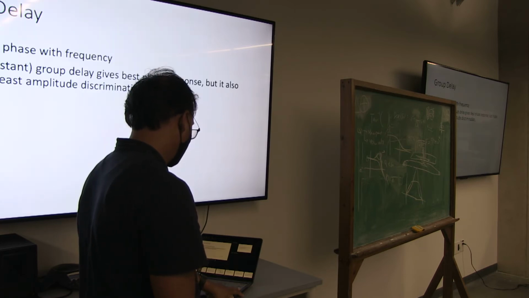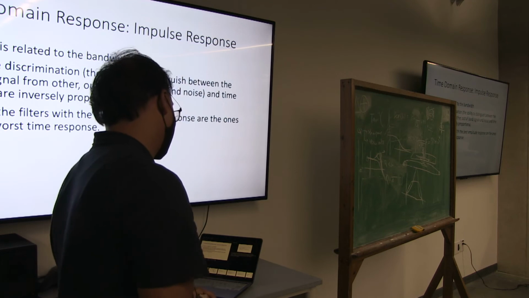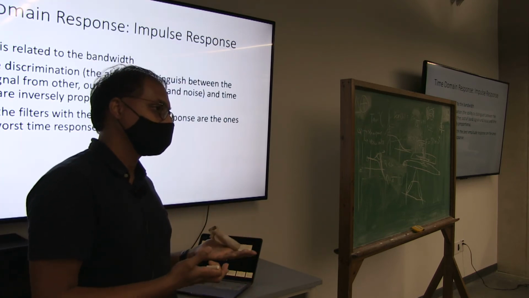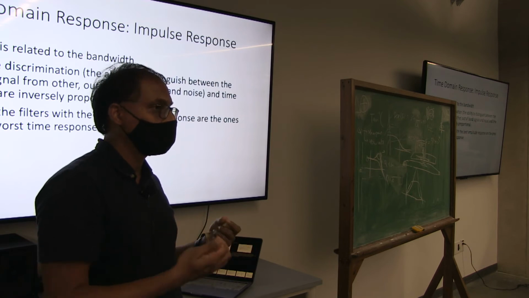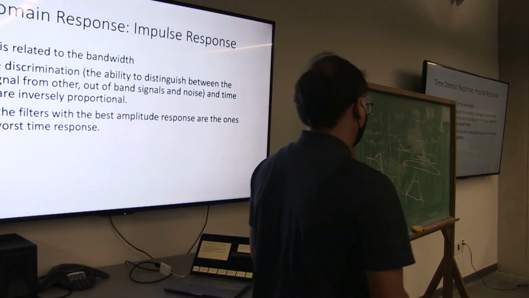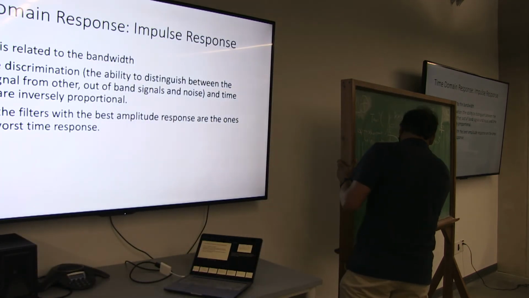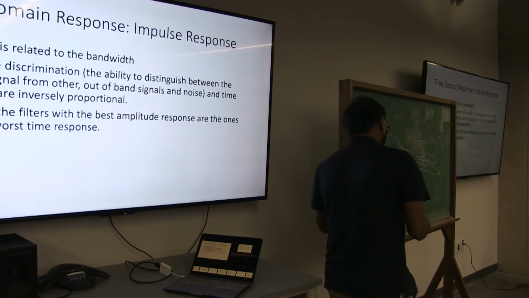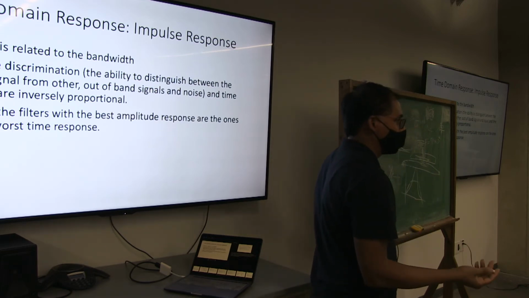I think I'll skip group delay. So, again, we've been only looking at frequency domain response, right? Whenever we have a black box filter, we have input and output. We've only been looking at the frequency of interest.